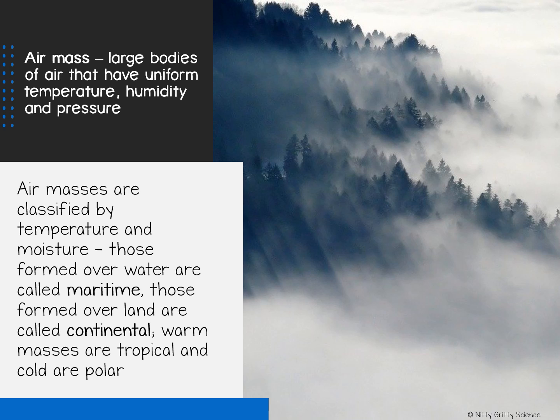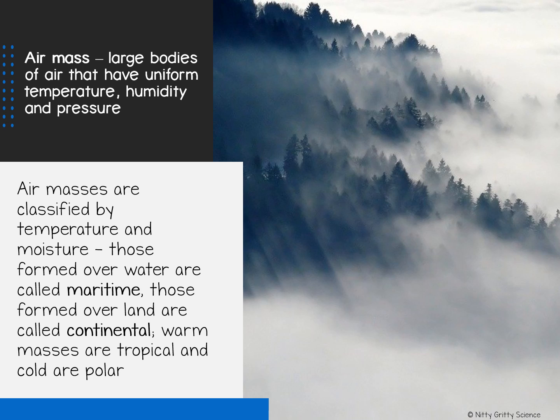Air masses form when large, high-pressure systems sit over an area for several days. Air masses are classified by their temperature and moisture. Air masses that form over land are referred to as continental air masses, and those that form over water are referred to as maritime air masses.